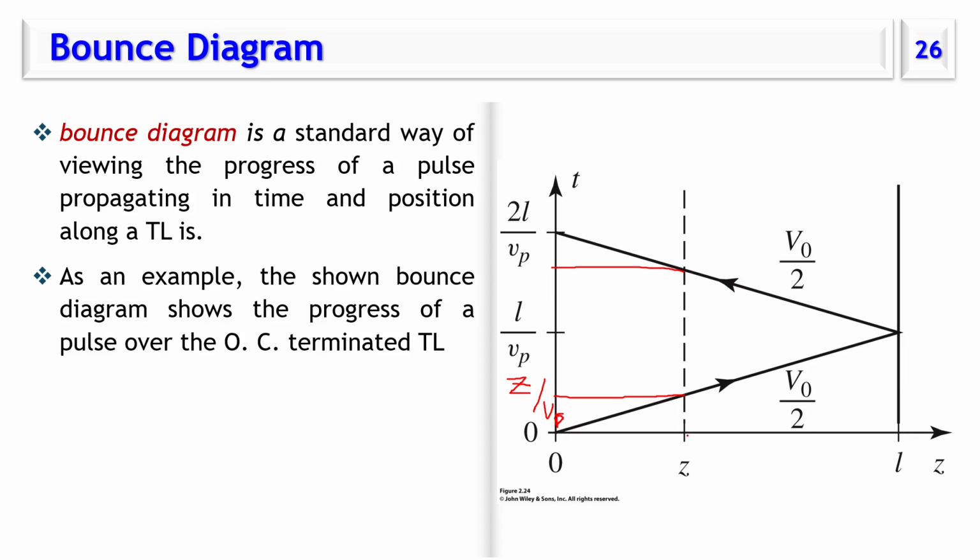Okay, so from this point, the potential at point Z equals V naught over 2. From this point in time, the signal will go and come back. So at this point in time, we start to see a potential at point Z equal to V naught. Why? Forward wave equals V naught over 2, backward wave equals V naught over 2. At any point in time, we are summing up all the waves that reach this point.